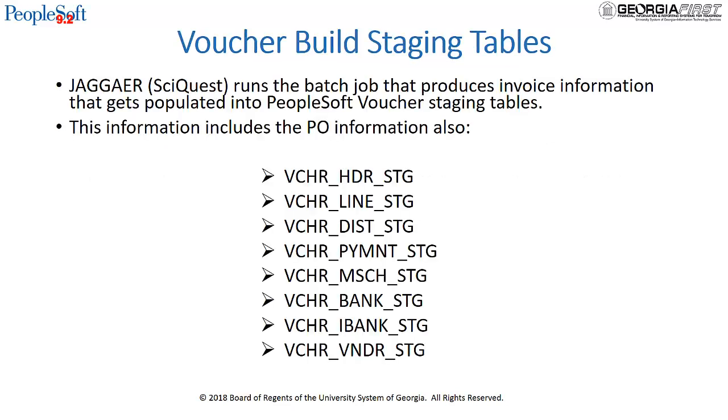In order for Georgia First Marketplace suppliers to send e-invoices, Jagger, the company that manages the Georgia First Marketplace, will run a batch job. This Jagger batch job produces invoice information that gets populated into PeopleSoft voucher staging tables. These are the same staging tables currently used by Banner and Voucher Upload. This information will also include the PO information. A list of the actual PeopleSoft staging tables is provided on this screen.